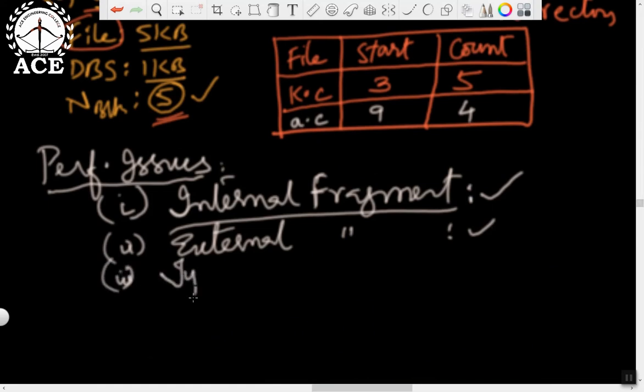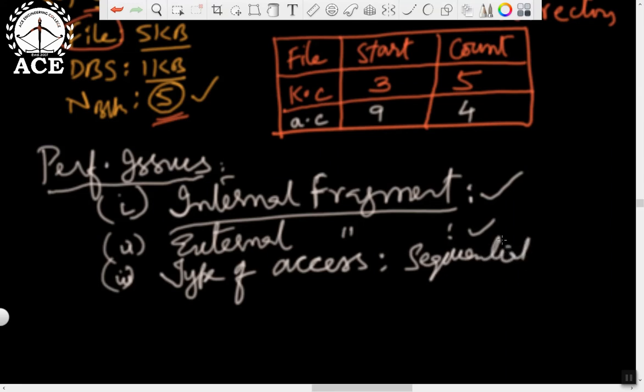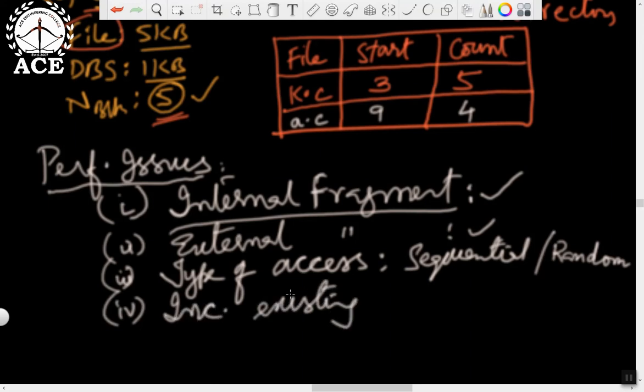What is the type of access supported by this mechanism? The type of access supported is sequential access, and also random or direct access. So that is the type of access. Fourth, can we increase the existing file size? Can we increase it? No.